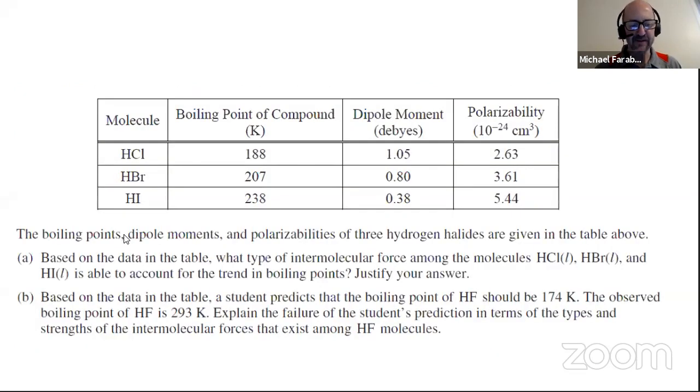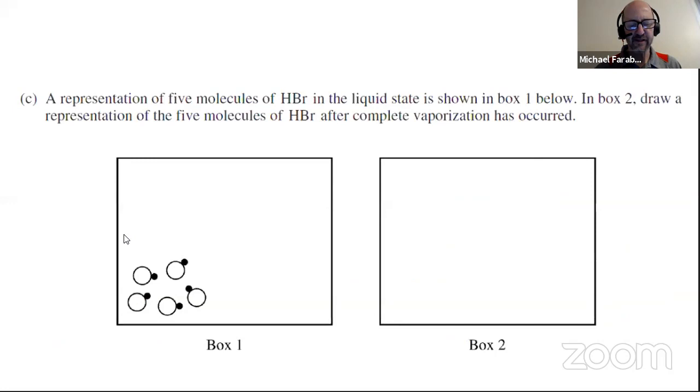This has parts A, B, and C. Here are parts A and B. So take a look at that. And here is part C, which involves a particle diagram. Okay, so I am going to make the same assumption that you have already paused the video, that you have already solved parts A, B, and C on your own, and now you are ready to check your answers. So here we go.